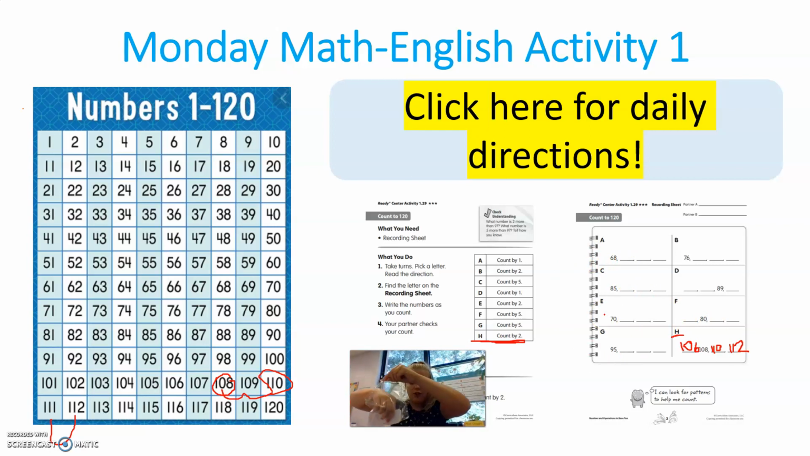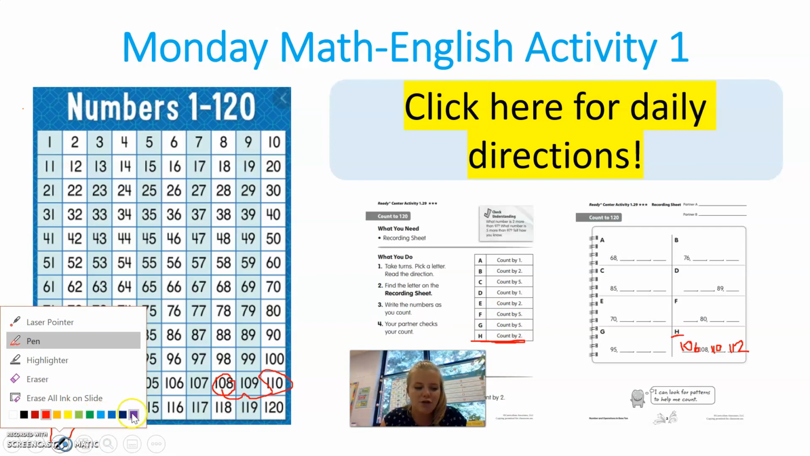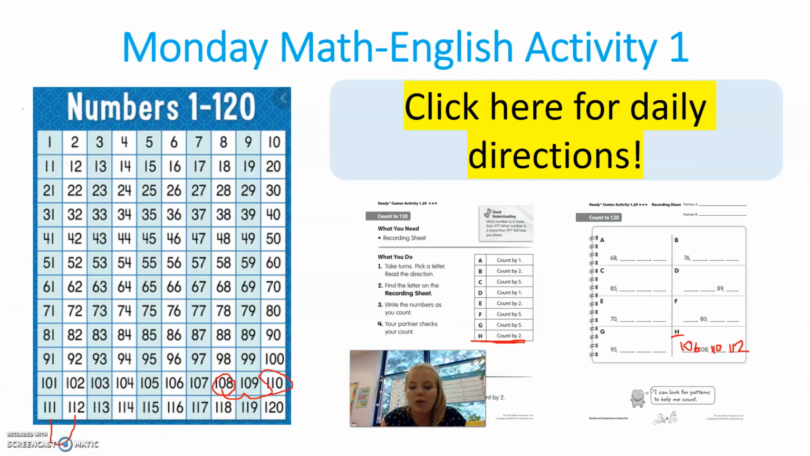Okay, let's do another one. So remember, go back to your bags of letters, pick one out. I got G. All right, G tells me to count by fives. I'm going to change my marker color for G. I'm going to make it purple. So G is right here. G is telling me to count by fives. So G on the paper is right here.